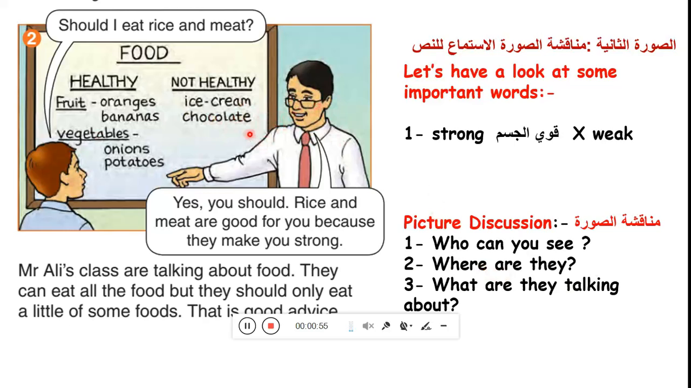Why? How do you know they are at a class? Because we have here a board. We have here a board, a whiteboard. And they are talking. What are they talking about? From what is written on the board, what do you think they are talking about? Food. They are talking about food, healthy or not healthy food.